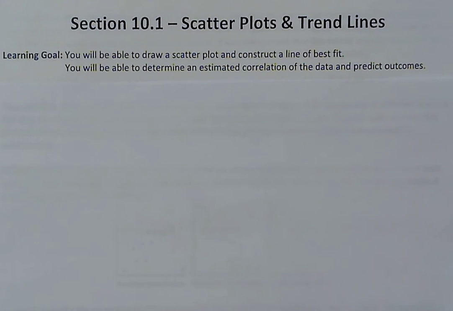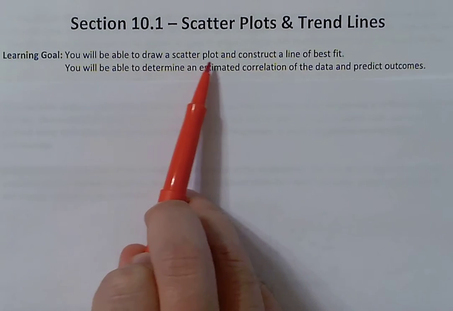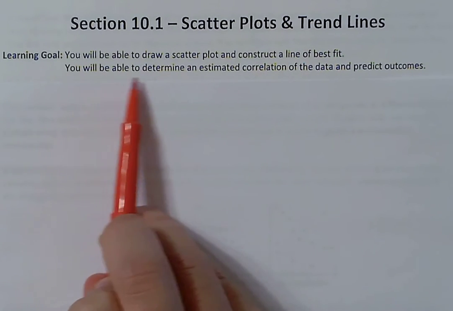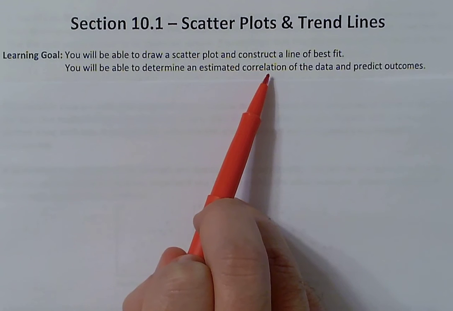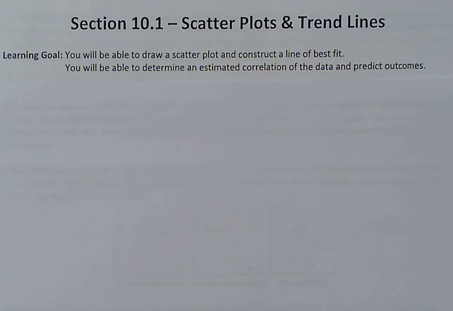For today's lesson, we're going to be taking a look at section 10.1, which has to do with scatter plots and trend lines. Now, for today's lesson, we have two learning goals. Our first learning goal is that you will be able to draw a scatter plot and construct a line of best fit. And you will be able to determine an estimated correlation of the data and predict outcomes using scatter plots.